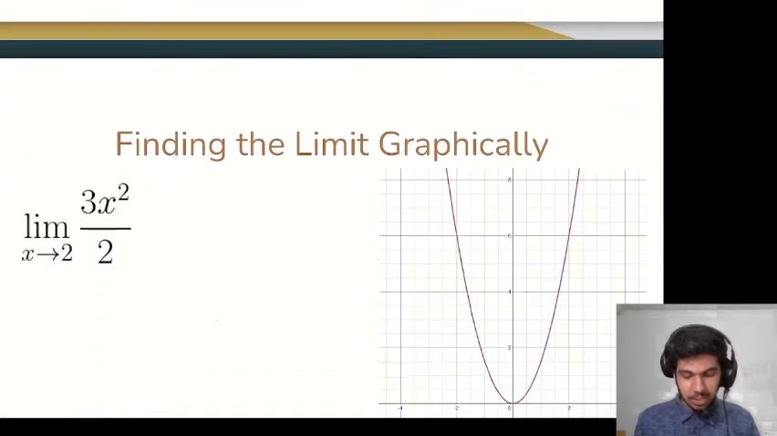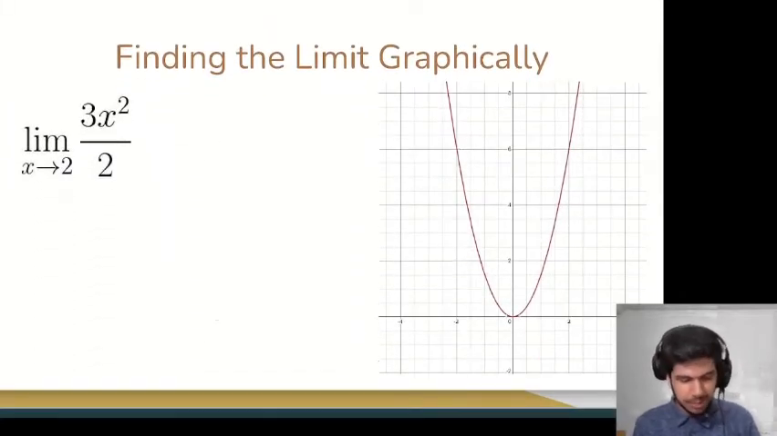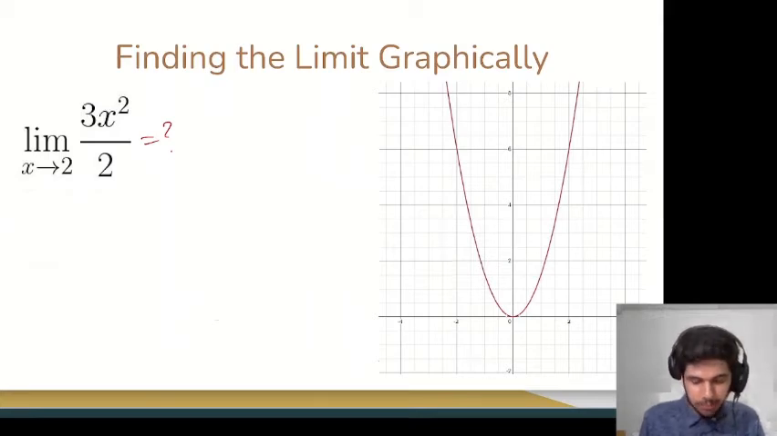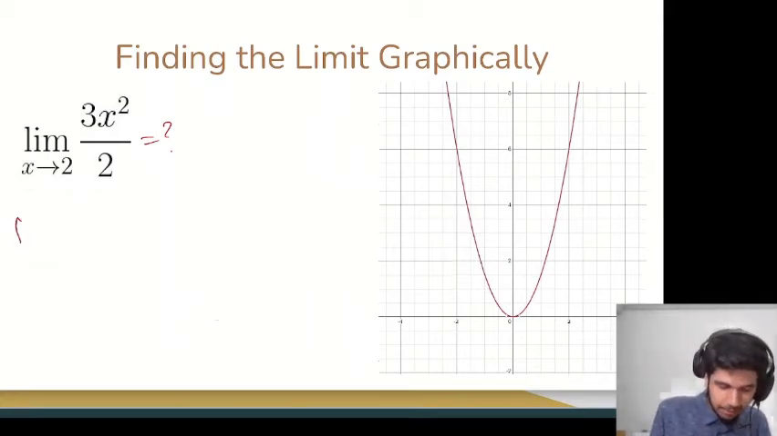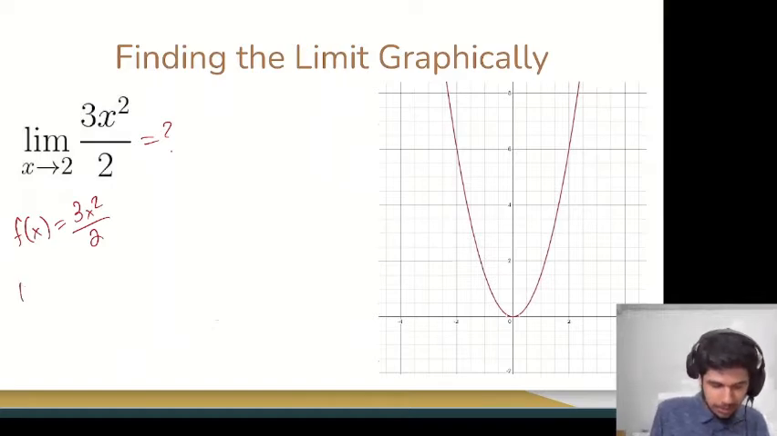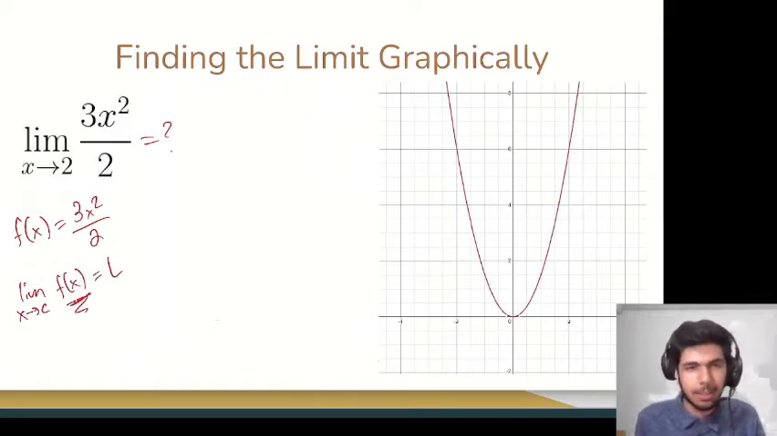But let's see if we can solve a limit. So we're given the limit as x approaches 2 of 3x squared over 2, and we want to know what this equals. Well, what we can do is we know that f of x equals 3x squared over 2. Because that is from our definition of a limit. We had limit as x approaches c of f of x equals L, right? So we're just using this f of x part, and we're saying that f of x equals 3x squared over 2. And really what we can do is we can graph that, which is what we see on the right.